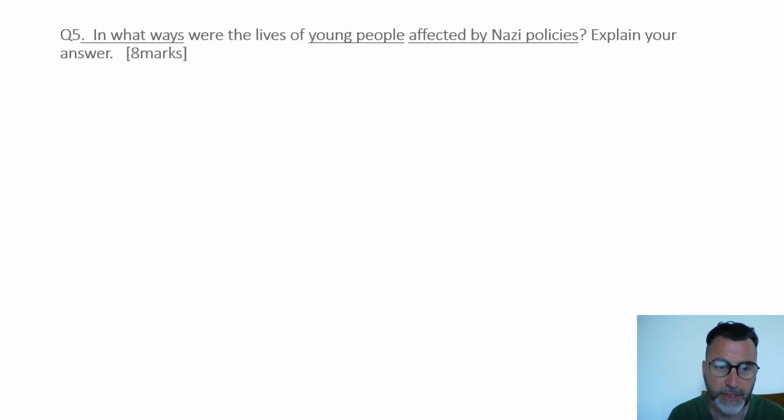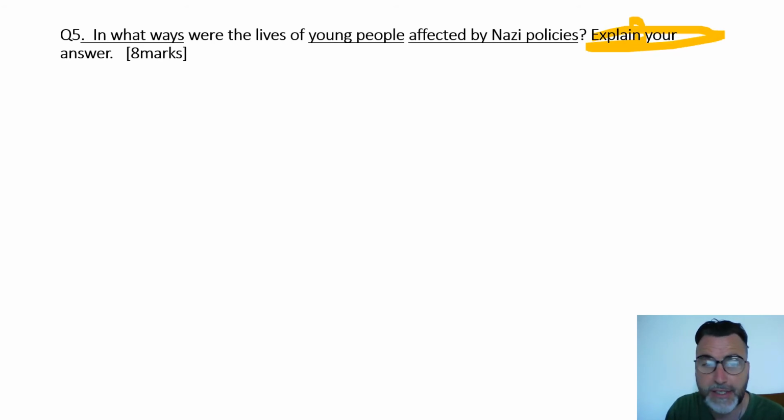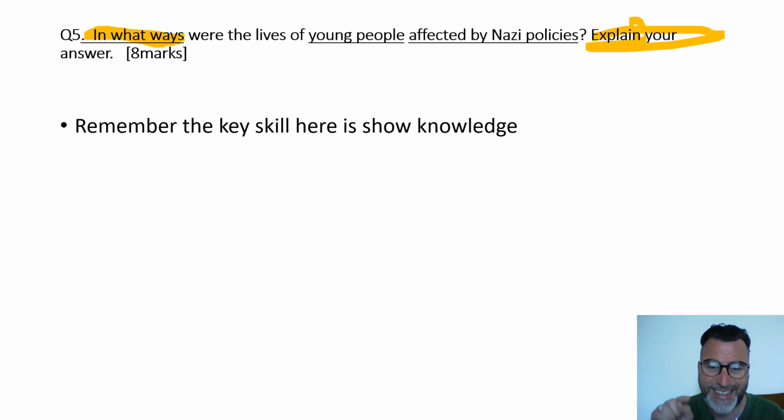Question 5. In what ways were the lives of young people affected by Nazi policies? Now, the key bits in this question are explain your answer and in what ways. Yeah, we've got to work with those 2 points. Key skill here is knowledge. Show what you know. You're the expert. That's what your training is done. That's what all that learning is done. What is that knowledge you have built?